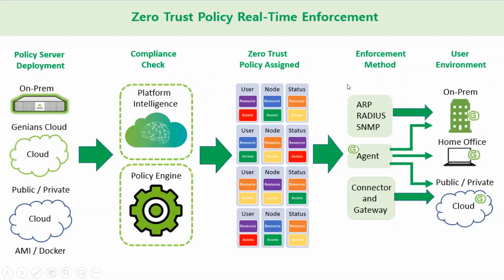Of course, previously we talked about ARP, SNMP, RADIUS, and we of course talked about agent, but now the agent is applicable for both home and cloud applications. And then for the cloud, we've added a cloud connector and gateway to allow control in cloud environments.